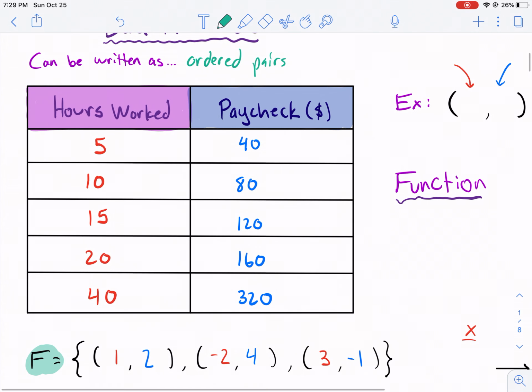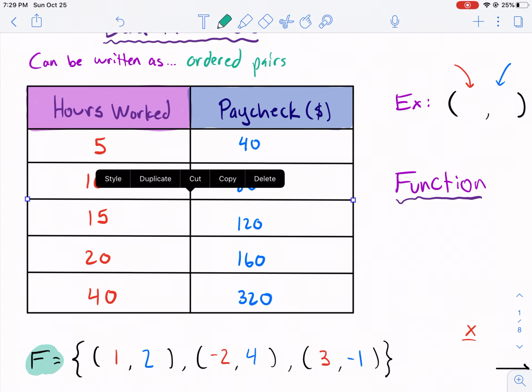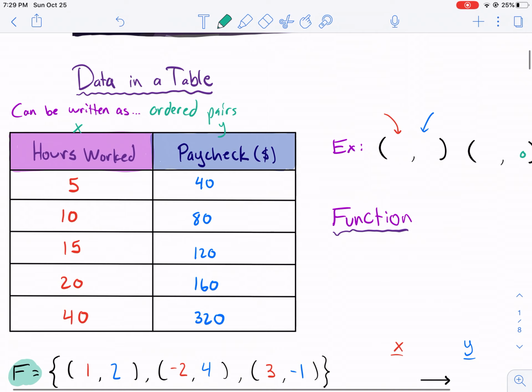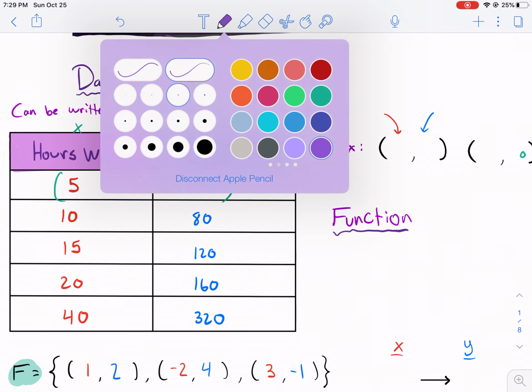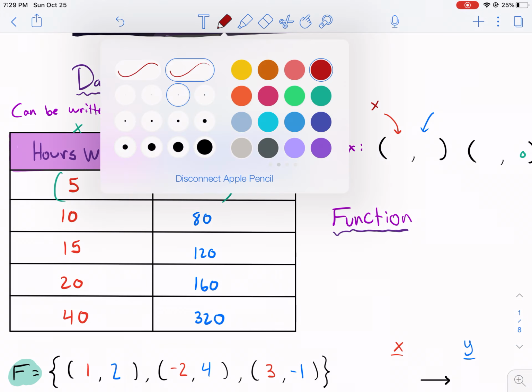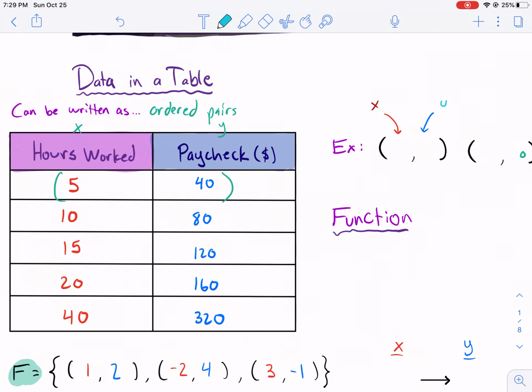So we have hours worked and the paycheck. As you work a certain number of hours, you're going to be paid a certain amount of money, so that's why these have two different values. Now, generally, we have the inputs on the left, X, and we have the outputs on the right, Y. So if we wanted to, we could make this into an ordered pair, which is a point on the coordinate plane. This would be our X value, this would be our Y value.